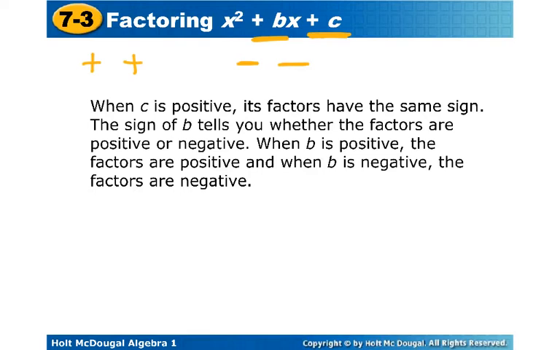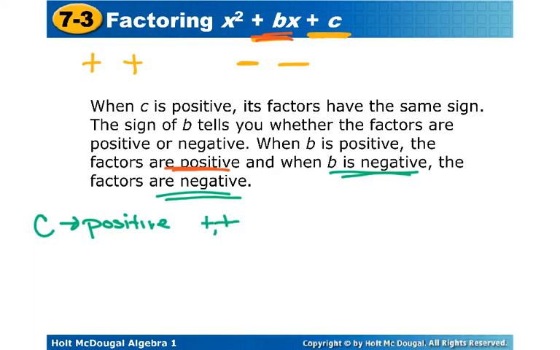Now, when the middle term is positive, both of your factors are positive. When the middle term is negative, both of your factors are negative. Okay, because remember, the middle term is the sum. So if c is positive, you have either plus plus or minus minus.